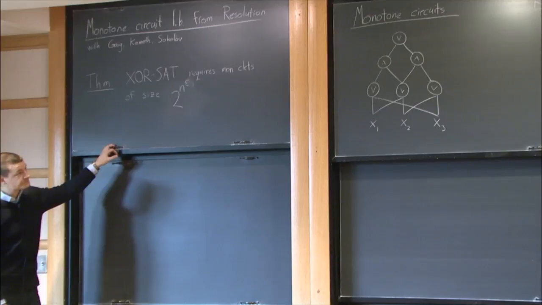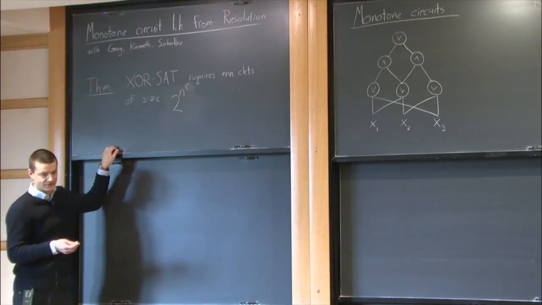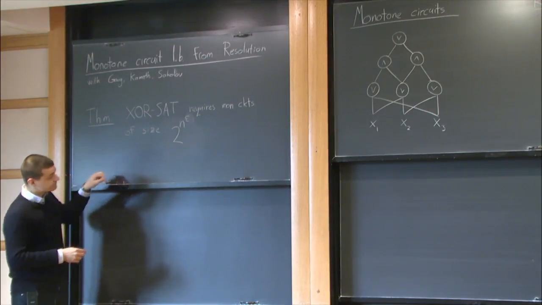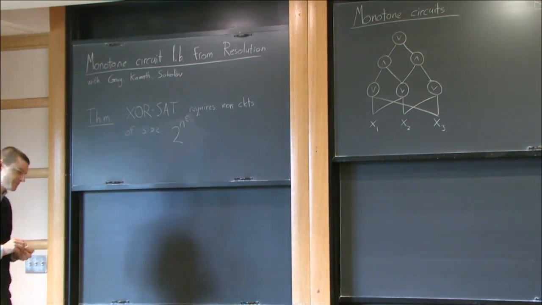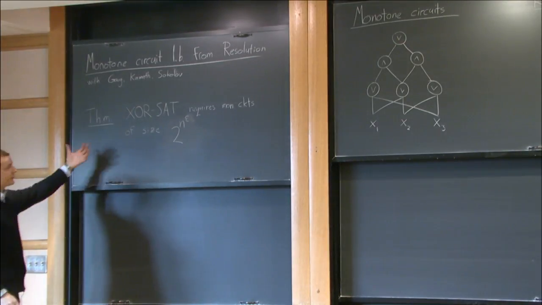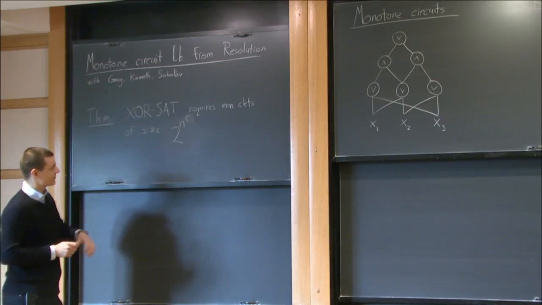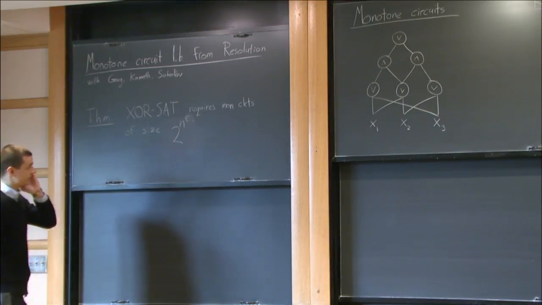So we have new monotone circuit lower bounds, this time for a really easy function, XOR-SAT. It's a function that you can solve using Gaussian elimination. And this kind of result says that monotone circuits can't do Gaussian elimination. You require exponential-sized monotone circuits.